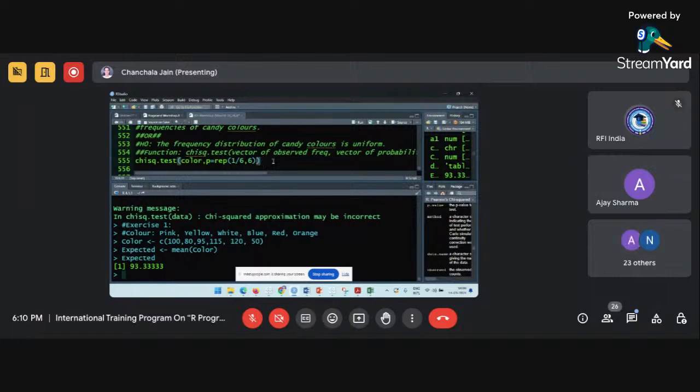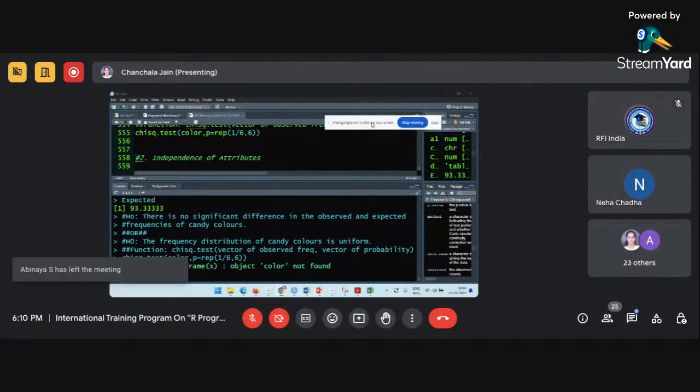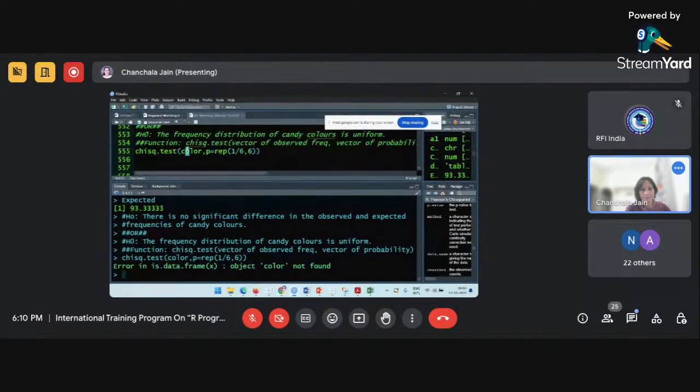I hope it is fine. May I press Control Enter? Just a minute. Color, I have written C in caps. Sorry.